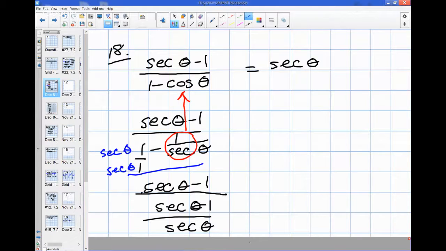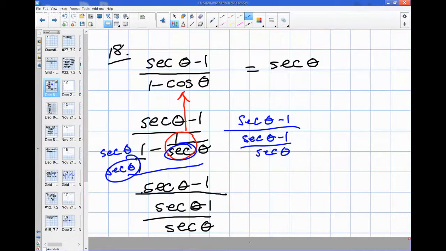All right, so let me fill in the blanks here. That's the numerator up on top, which we didn't touch. But I just figured out that this bottom down here is secant theta minus 1 over secant theta. Why? Because I now have this common denominator.